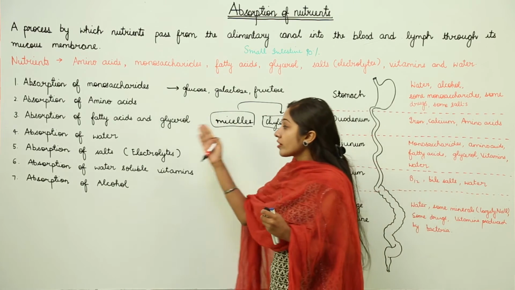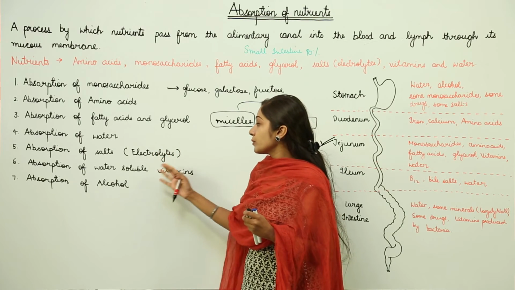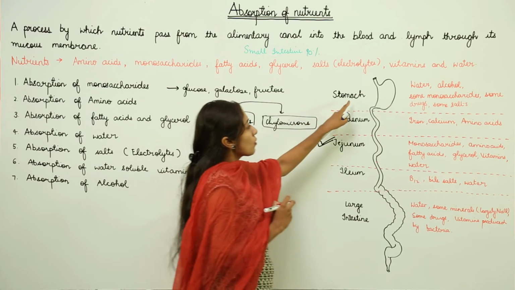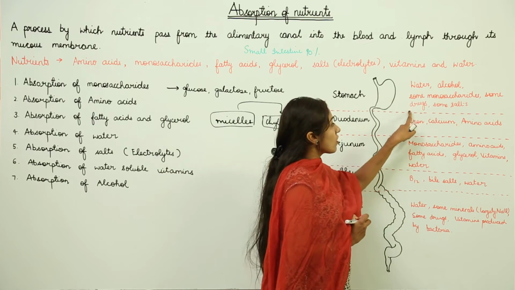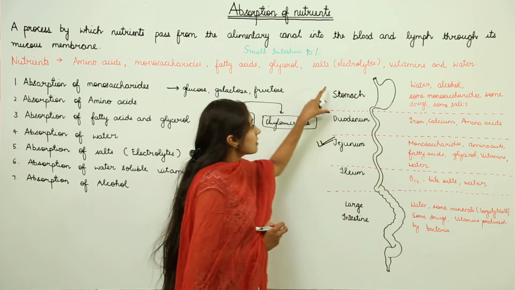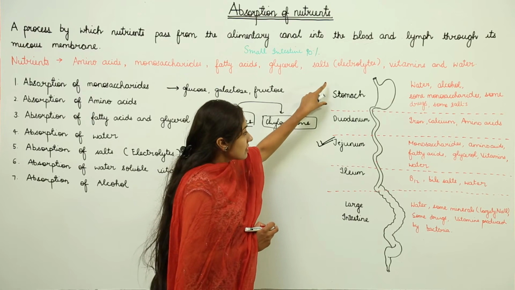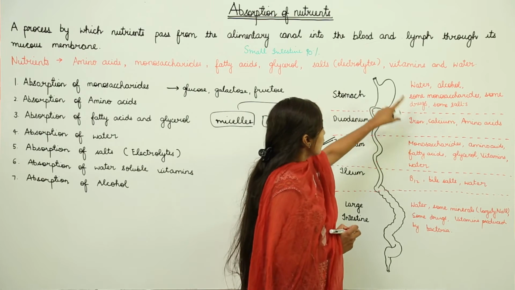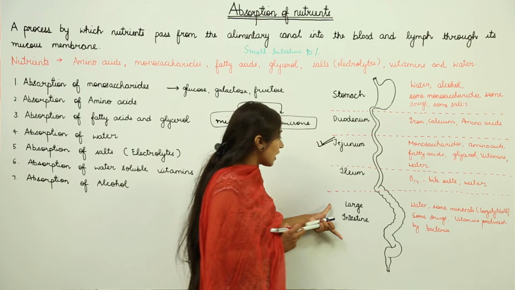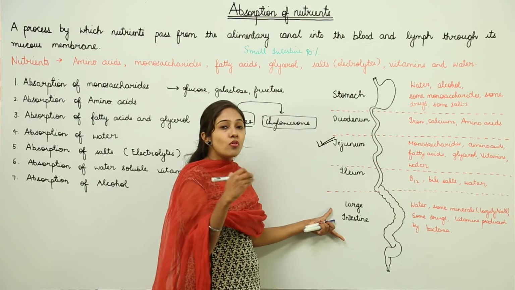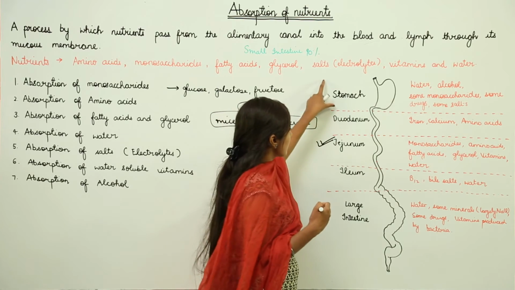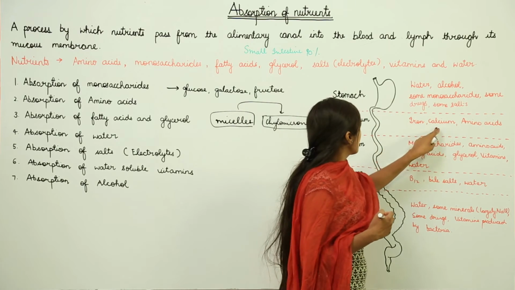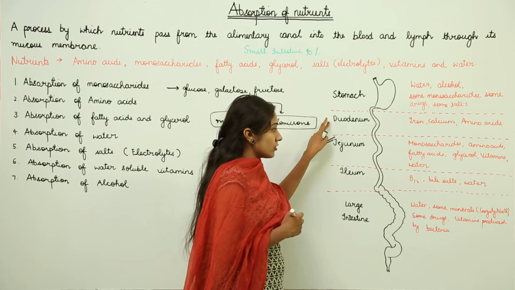Then absorption of water, salt, electrolytes, water soluble vitamins and alcohol. As you can see in this image again, the absorption of water, alcohol, some drugs, some salts takes place in the stomach. Plus the absorption of water also takes place in the large intestine. So to a greater extent this is absorbed in the large intestine and the stomach, right. Then if you look at iron, calcium, where is it absorbed? In the duodenum region, right.